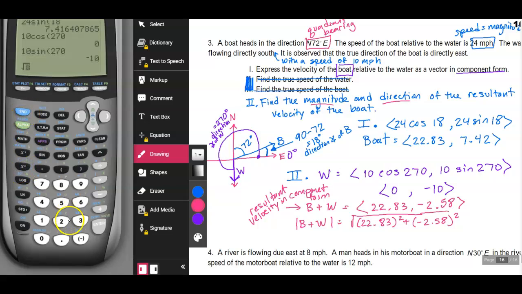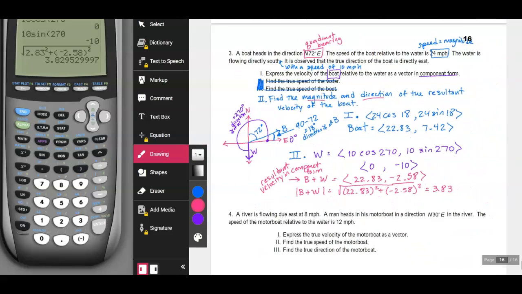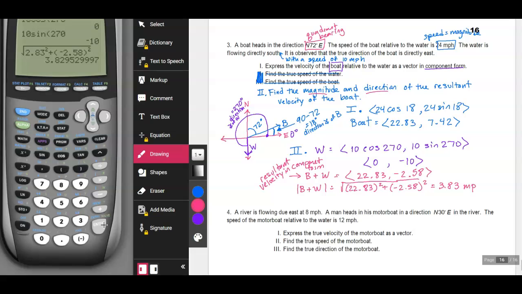So square root of 22.3 squared plus negative 2.5. Now, did I really need to put that negative there? No, because I know when I square it, the negative goes away. So the magnitude here is 3.83. So this is actually the speed in miles per hour. So that's the first thing it's asking for.